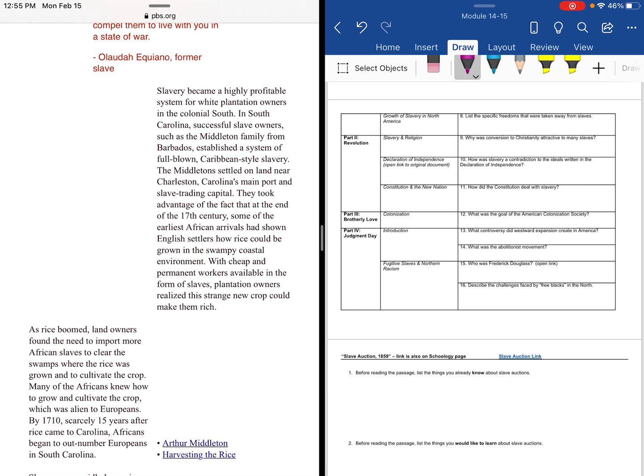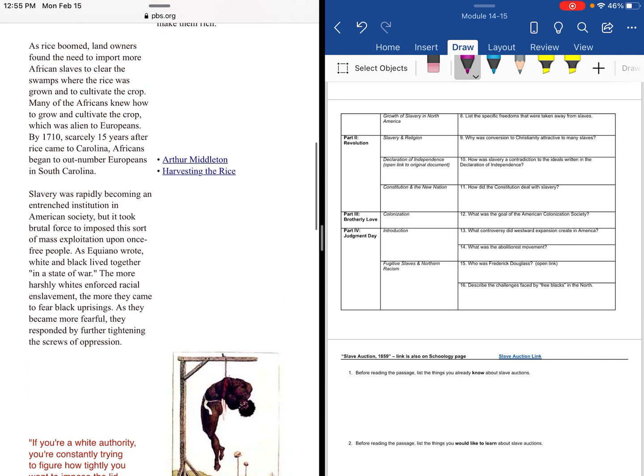With cheap and permanent workers available in the form of slaves, plantation owners realized this strange new crop could make them rich. As rice boomed, landowners found the need to import more African slaves to clear the swamps where the rice was grown and to cultivate the crop. Many of the Africans knew how to grow and cultivate the crop, which was alien to Europeans. By 1710, scarcely 15 years after rice came to Carolina, Africans began to outnumber Europeans in South Carolina.